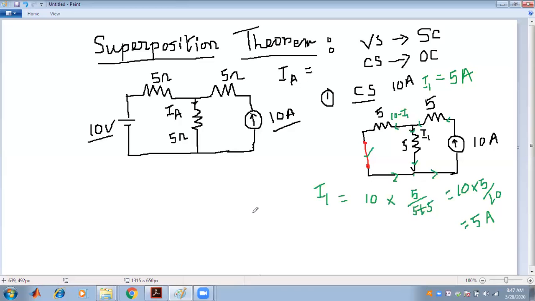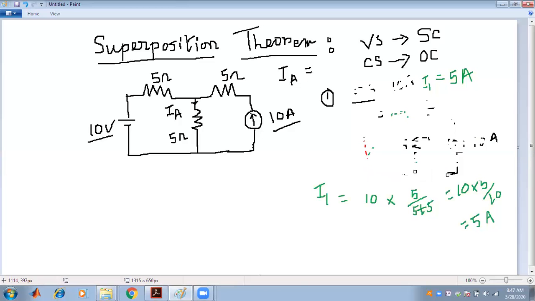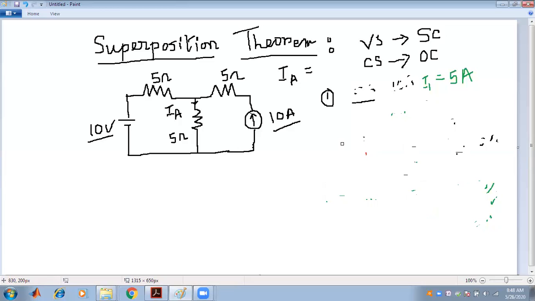Now the other source is the 10 volt. So when the 10 volt source is active, what is the value of current? Now we are going to case number 2, where there are two sources, one is the voltage source. First we saw the current source activated and the voltage source short circuited. Now we will see the voltage source activated and the current source open circuited.